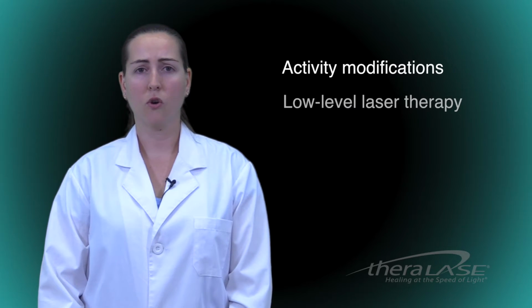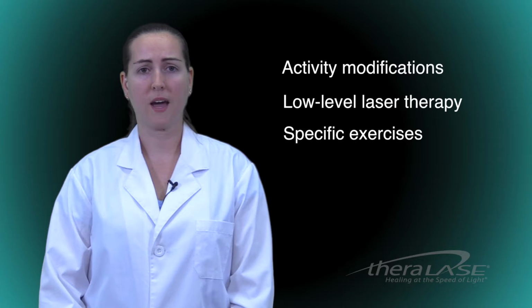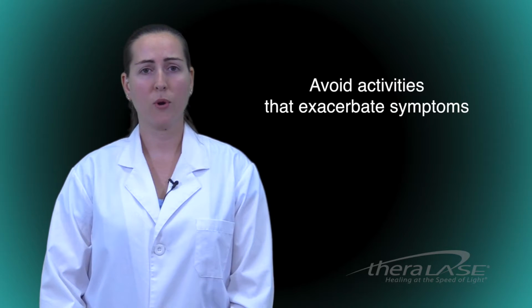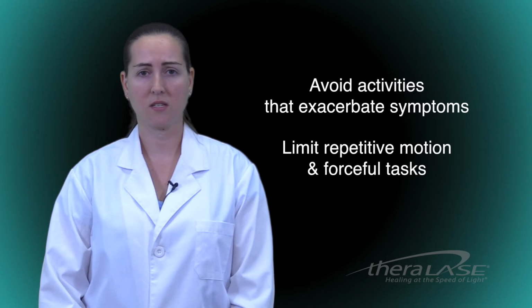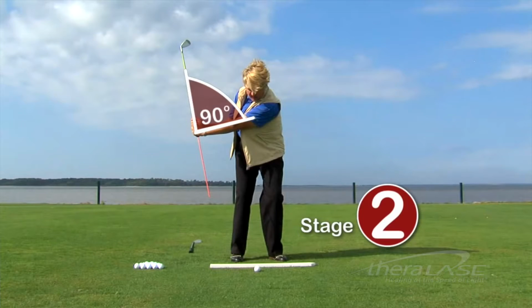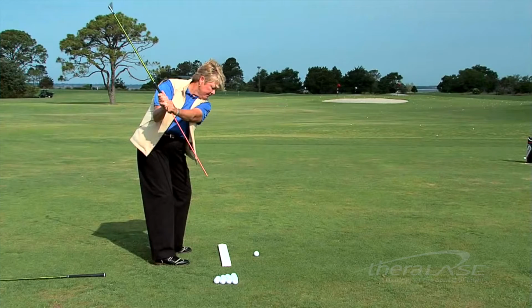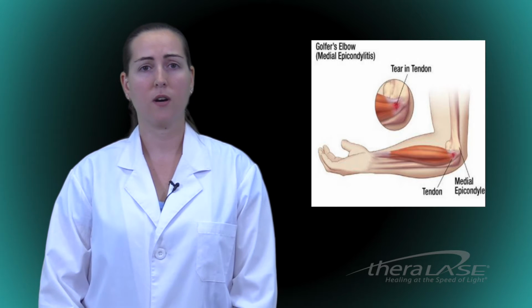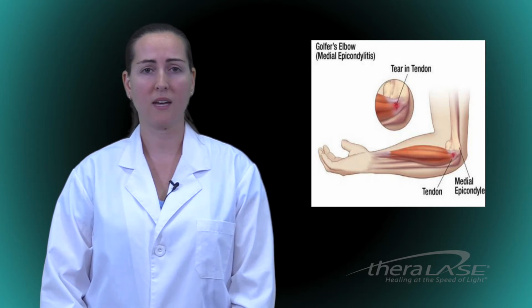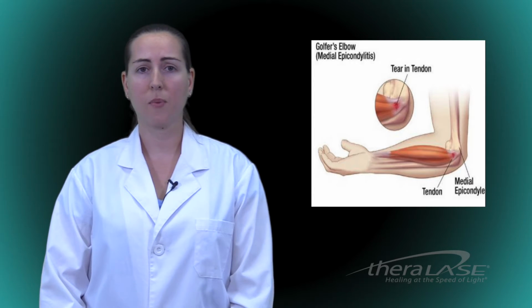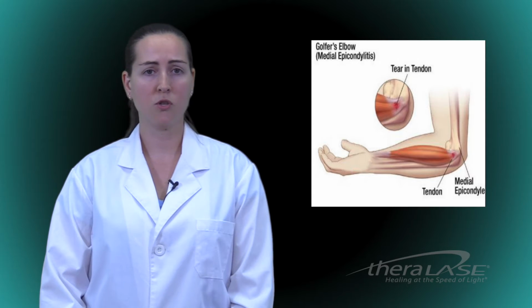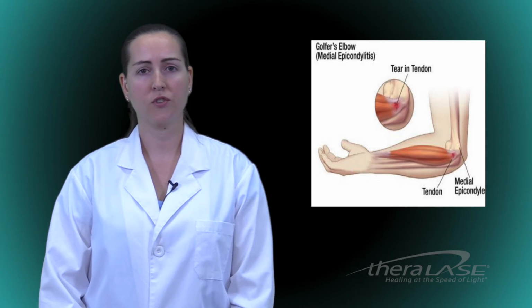Initial management of medial epicondylitis, or golfer's elbow, consists of activity modifications, low-level laser therapy, and specific strengthening exercises. Patients should try to avoid activities that exacerbate symptoms and limit repetitive motion and forceful tasks. For athletes, correction of faulty biomechanics must be part of their activity modification. Low-level laser therapy has been shown to be effective in reducing pain and inflammation. Persistent or worsening pain, despite appropriate management, often prompts imaging and additional therapies such as a cortisone injection.